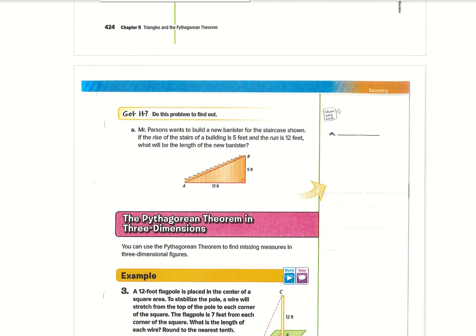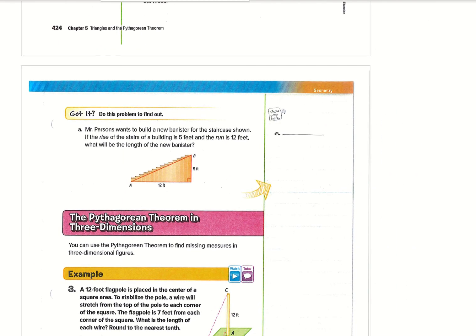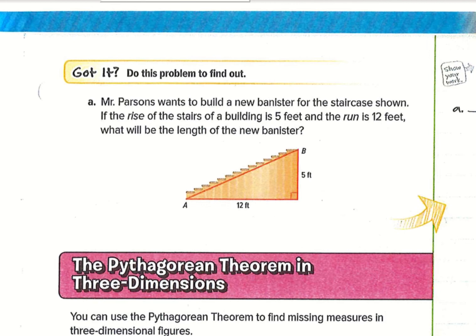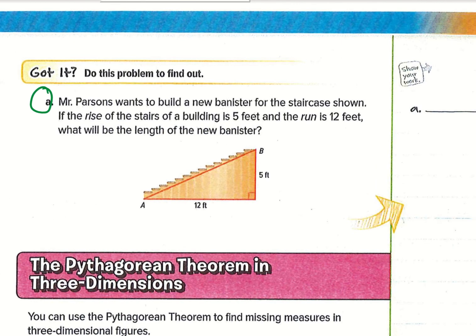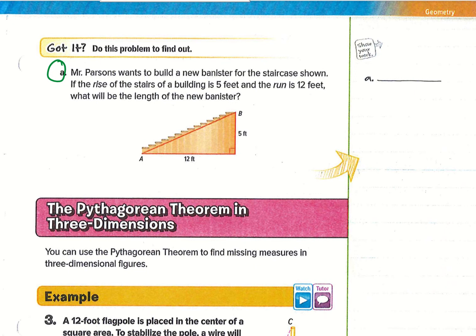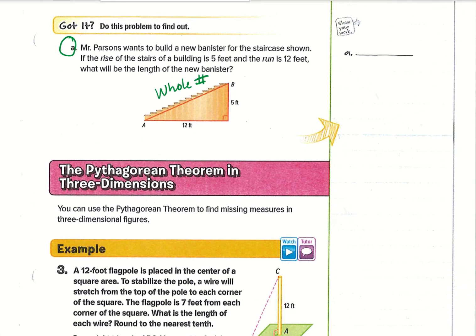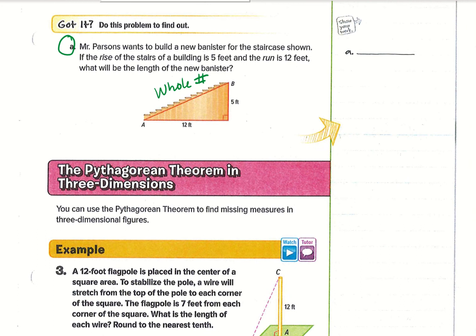All right, so on page 425, I want you to go ahead and try out Got It problem A. And just as a hint, your answer should be a whole number. So if you don't get a whole number, that means you've made a mistake. So go ahead and try that one out on your own, and then we'll keep going after that.